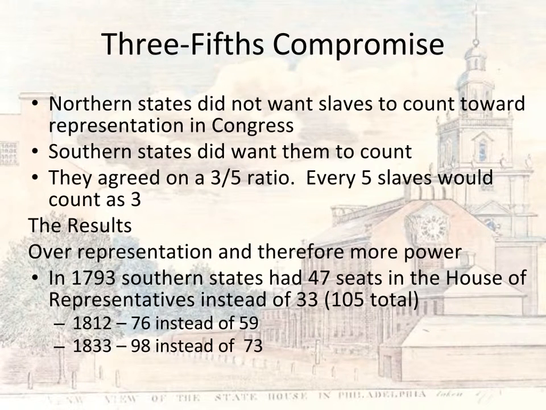Okay, so to understand the 3/5 compromise, you really have to remember what we talked about yesterday, how representation worked under the Great Compromise. Representation in Congress, if you'll remember, in the House of Representatives is based on population. And then in the Senate, it's equal for each state.